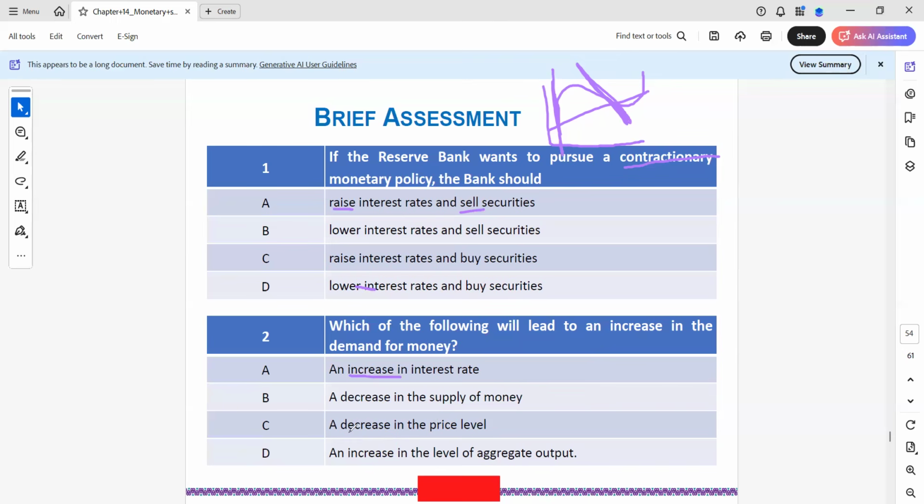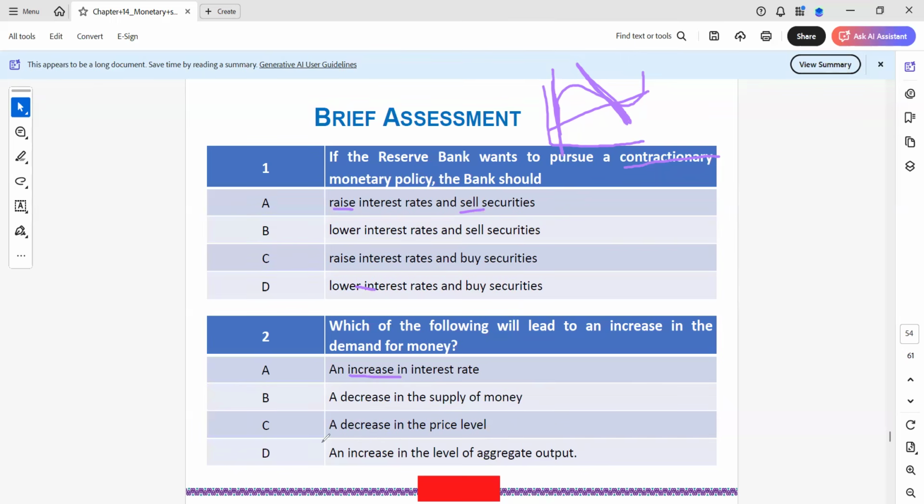Because if prices increase, then you're going to demand more money. Let's say, for example, you had 10 rand, and with the 10 rand you were able to buy one loaf of bread, right? But now if the price of bread becomes 20 rand, it means you're going to need 20 rand to buy a loaf of bread. So you're going to demand more money. If prices increase, the demand for money increases. So this one is not the answer.